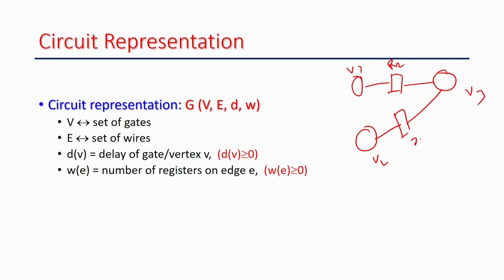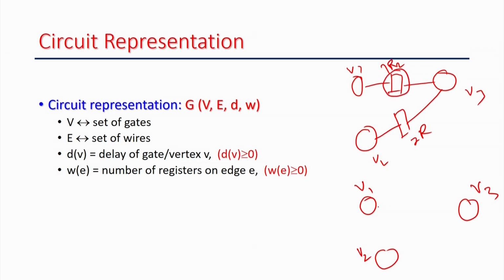So, there are two registers here, 2R, and this is 1R. What I am going to do here is construct a graph from this circuit, where for each gate I have a node. So, I have a node for V1, this is the circuit representation graph, and V3. I am going to have a node for each gate of your circuit.